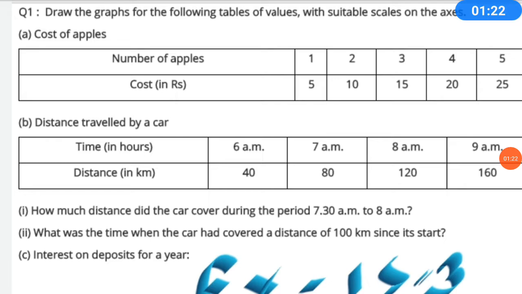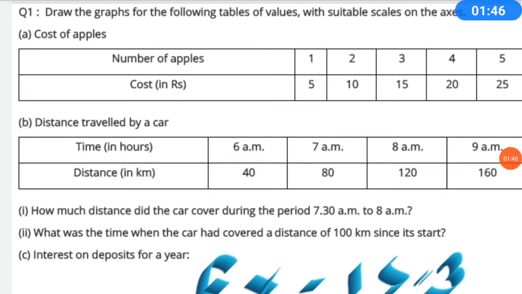Next one, how much distance did the car cover during the period 7:30 to 8 a.m.? Here in question B we are having some sub-questions: how much distance the car traveled during the period of 7:30 to 8 a.m.? 7:30 से लेकर 8 am तक वो कितना डिस्टेंस ट्रैवल करेगा, that we will answer after drawing the graph.